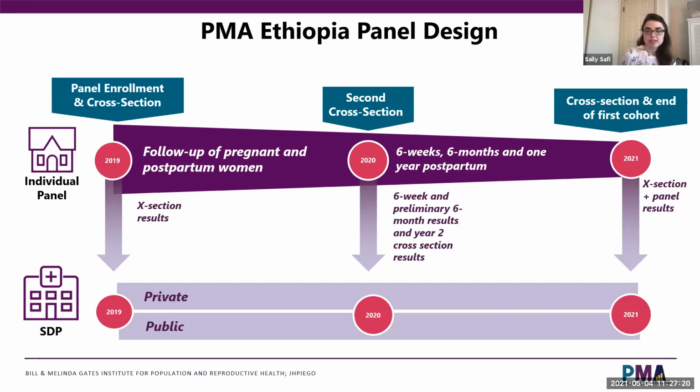And we will generate data sets that will be publicly available that include information about women when they enroll in the study, another data set about them at 6 weeks postpartum, at 6 months postpartum, and 1 year postpartum. So each of those data sets is separate, but you can link women across the data sets again with that unique identifier for each respondent.